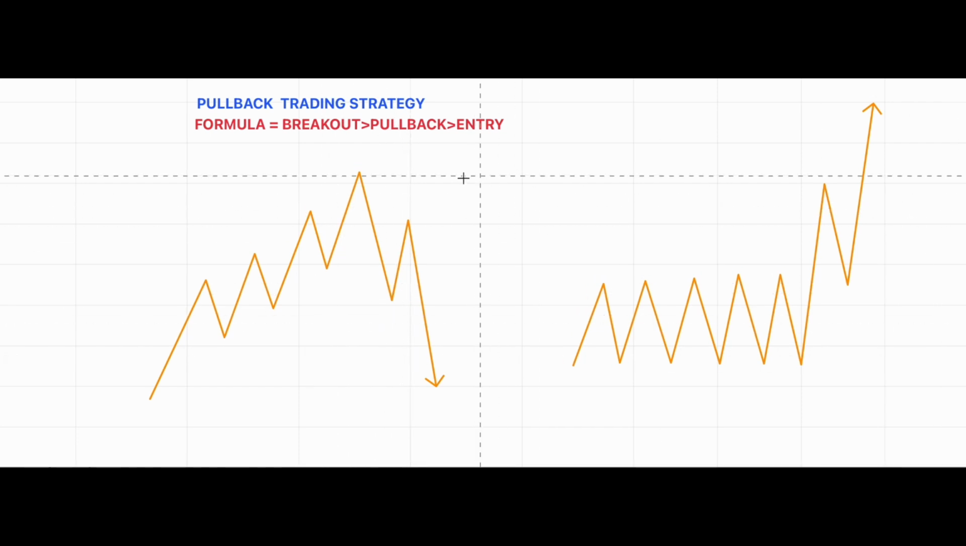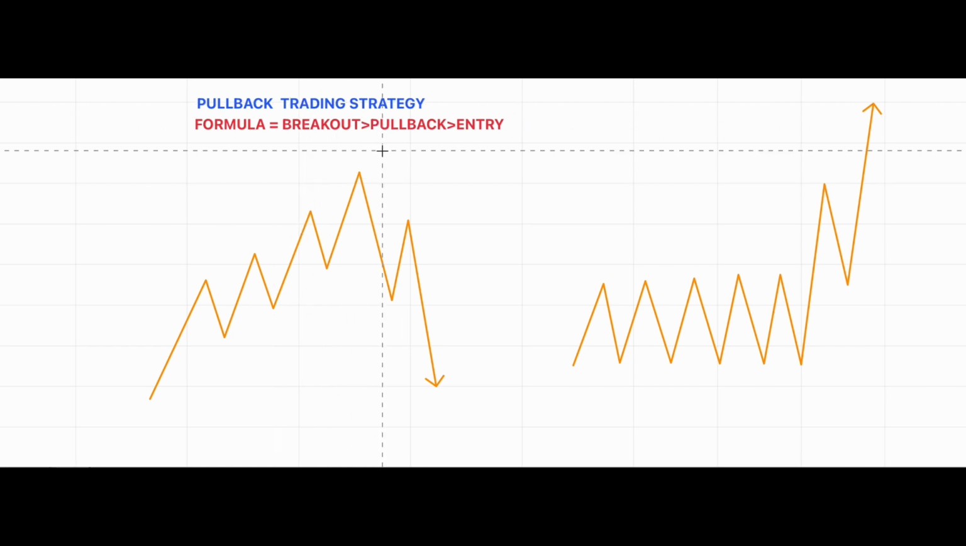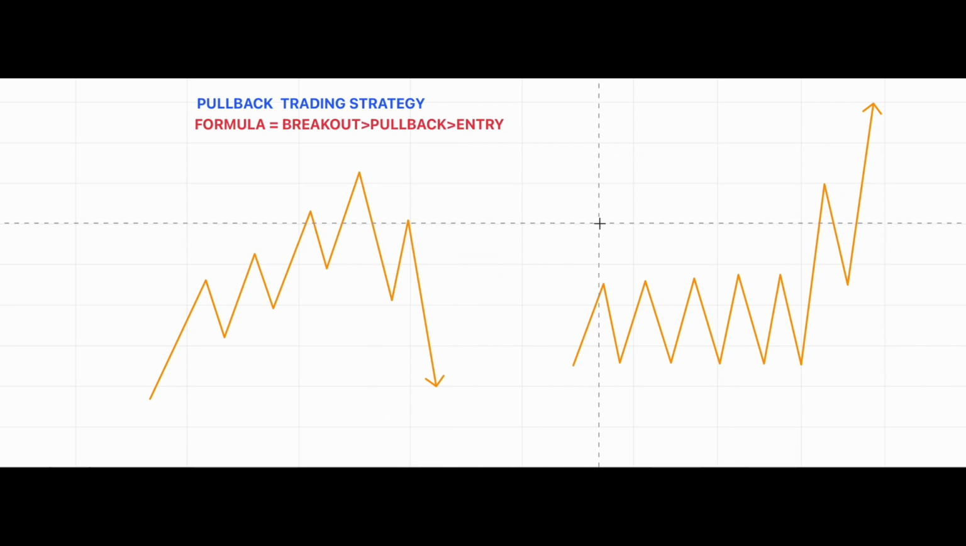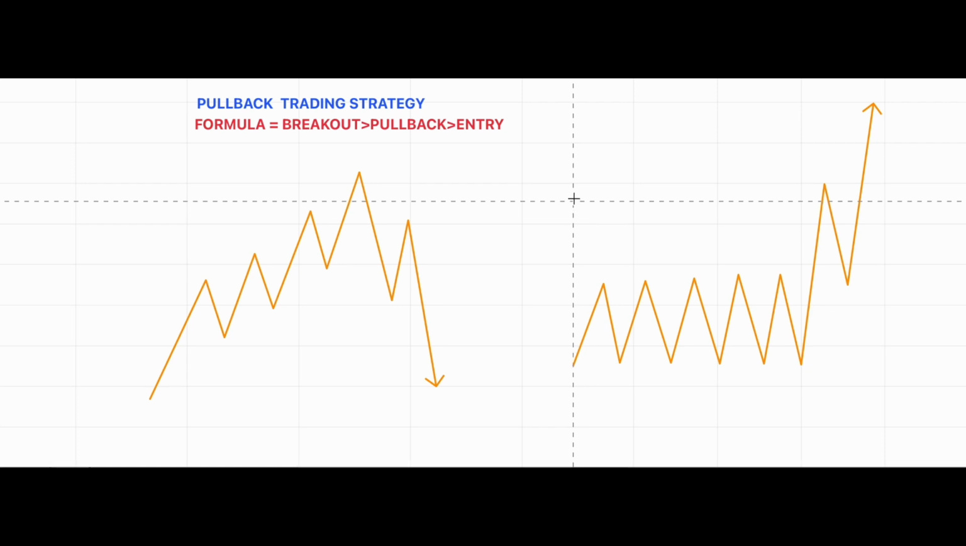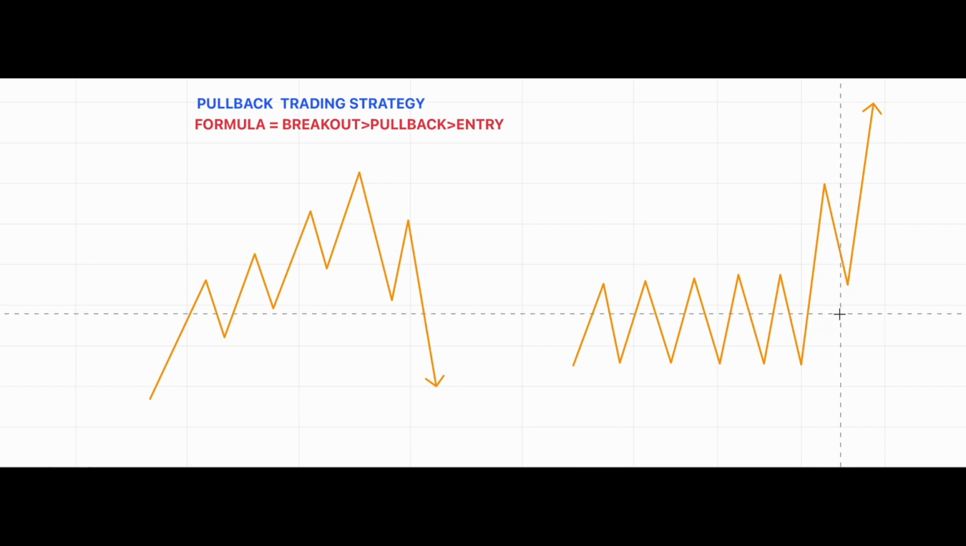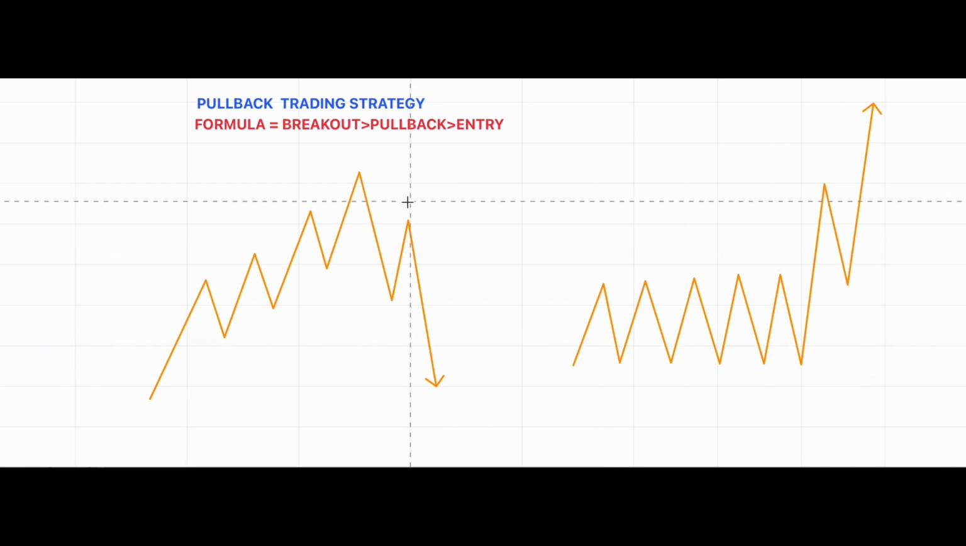In this video, we will learn about the pullback trading strategy. So what is the formula? The formula will be breakout, pullback, entry. We call it BPE. I think this strategy is quite suitable for every beginner because it's very easy to identify from the chart. Both of these scenarios are bullish patterns. And of course, the bearish pattern will be the opposite way.